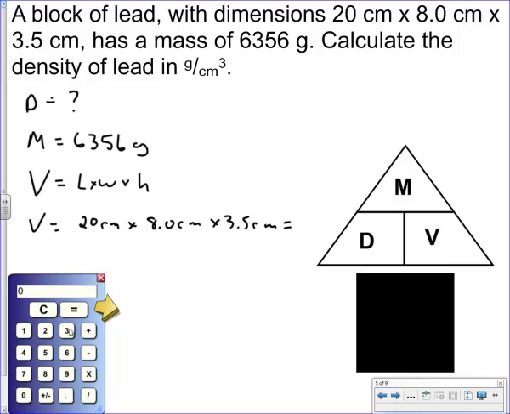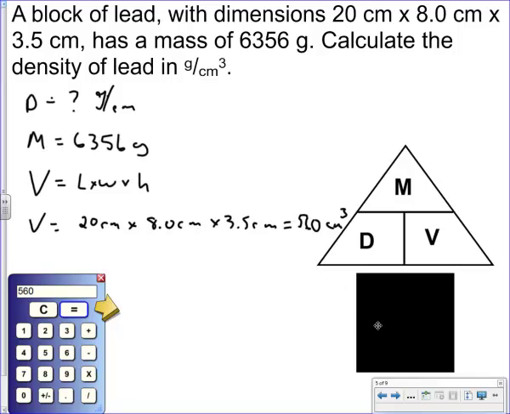And if I do that in the calculator here, I take 20 multiply by 8 multiply by 3.5, I get 560 centimeters cubed. Now the neat thing about this is I look at the units of measure that I want. I want this in grams per centimeters cubed. My mass is in grams and my volume is in centimeters cubed, so I don't have to do any converting here.